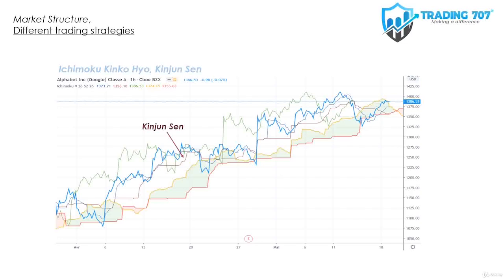Regarding Kijun-sen position, when the Kijun-sen curve is below the price, we are usually in an uptrend, and it can be considered as support. Conversely, the Kijun-sen can be used as a resistance when we are in a downtrend situation, thus when the Kijun-sen curve is above the price. The inclination of the Kijun-sen curve is also relevant.